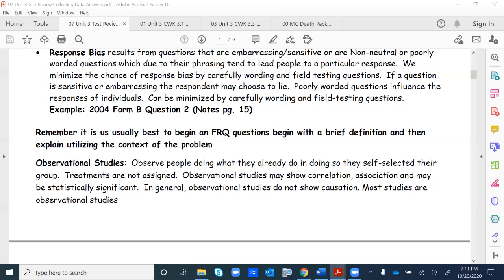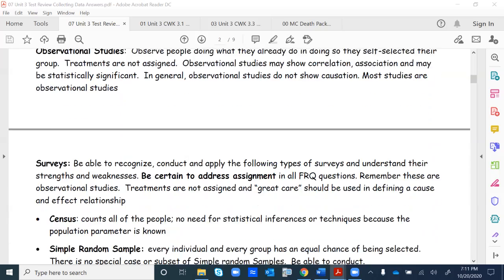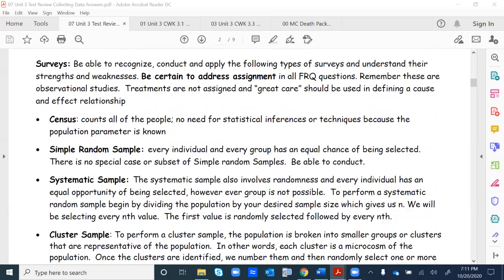Most studies are observational studies. Please remember, historical records and medical records are also considered to be observational studies. Once again, observational studies, the treatments are not assigned. Surveys are a type of observational study, and you need to be able to recognize and conduct the following types. Make sure whenever you run an experiment or an observational study that you always address assignment, always to say how they went to a group, all right?